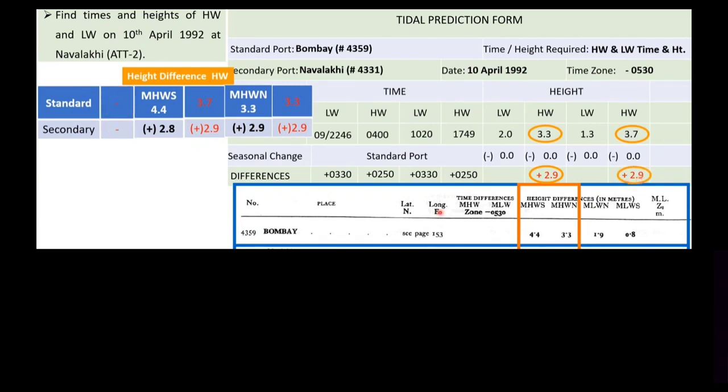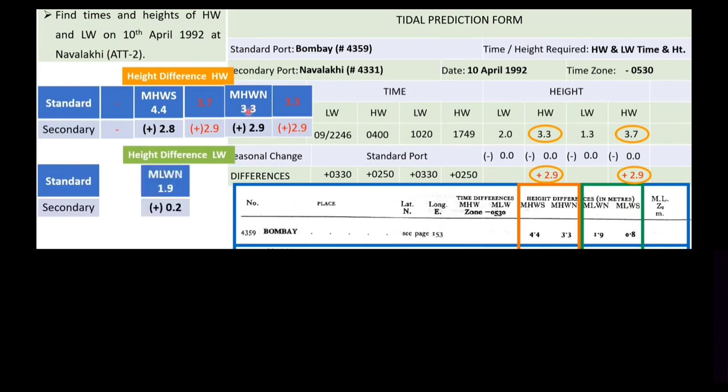Exactly the same way, we shall deal with height differences at low water. We have the height difference for mean low water neaps and mean low water spring. So we replicate a similar table out here. When it's mean low water neap at the standard port of 1.9, the height difference is +0.2 meters. When it's mean low water spring of 0.8 meters at the standard port, the height difference happens to be nil.